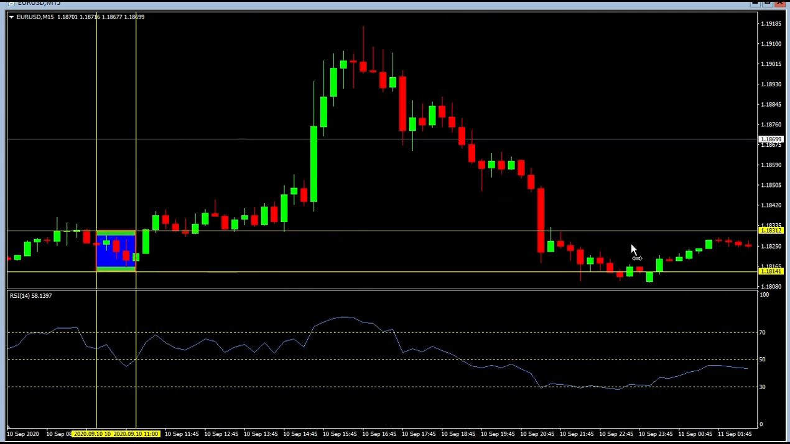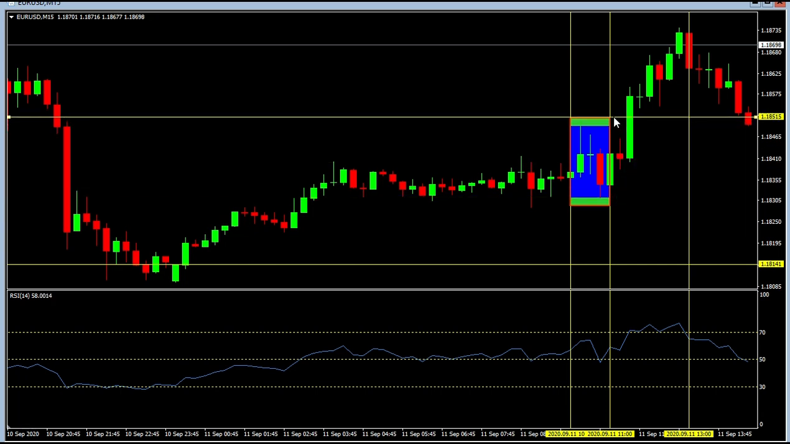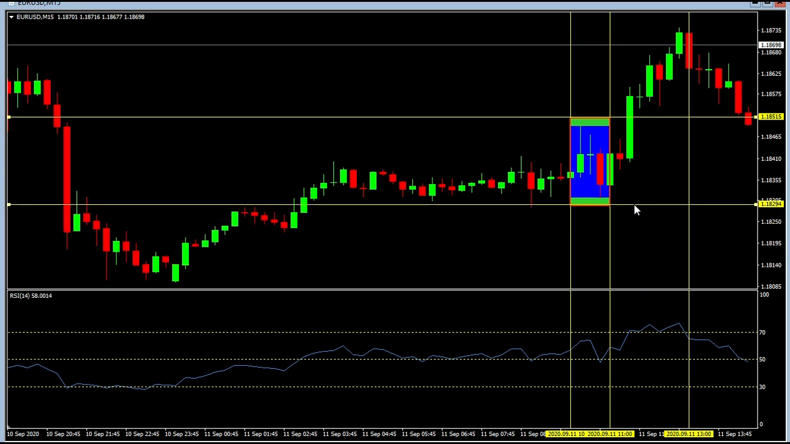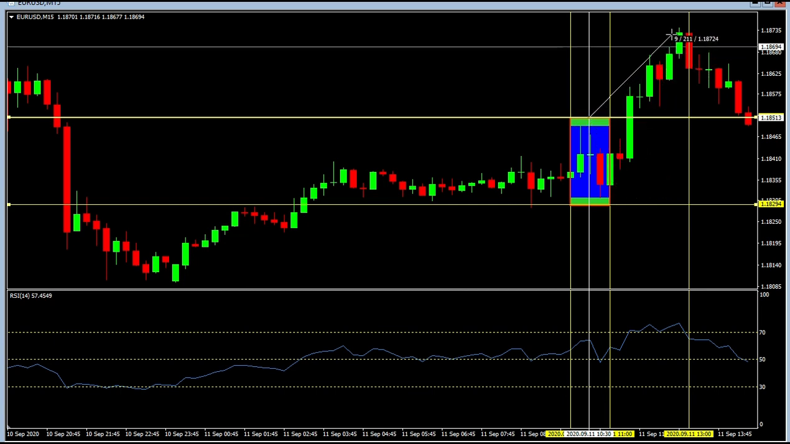Let's go to the next one. Here is the next one, and we put a line here, put a line here, and see this RSI going up, so we're going to put a pending order here. So we buy here, take stop loss here. Let's have a look how much. 22 pips, so we make 22 pips on this candle.